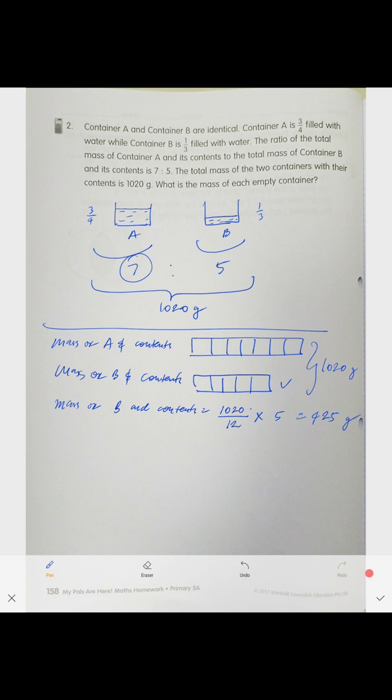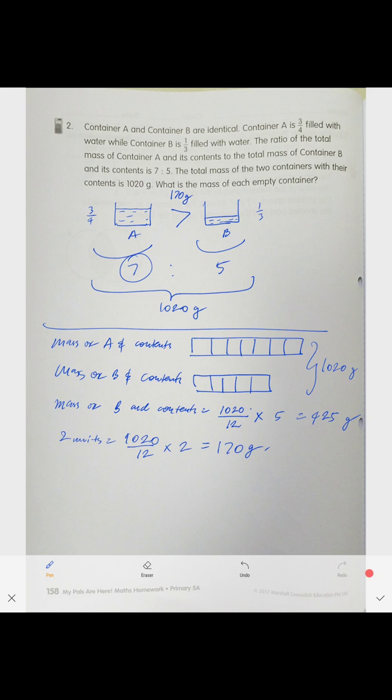Now we can also calculate the difference. This is the difference. This 2 units. The difference is 2 units. So 2 units is how much? So 1 unit is 1020 divided by 12 times 2. This is 170 grams. So we just found the difference. We found how much container A is heavier than container B. Obviously there is more water here than here, so the total mass is bigger. So we found how much bigger. We found that the difference is 170 grams.